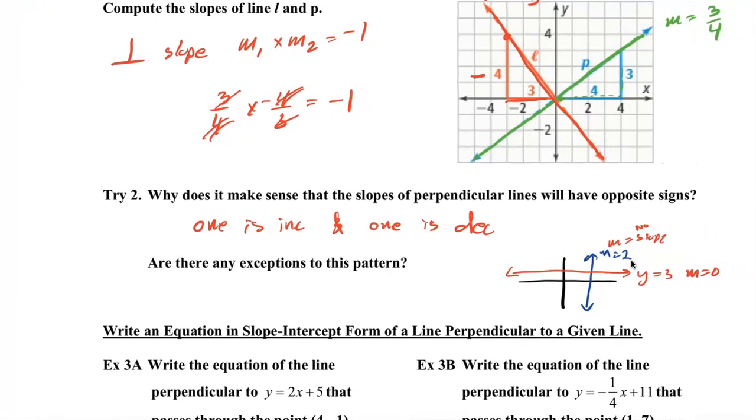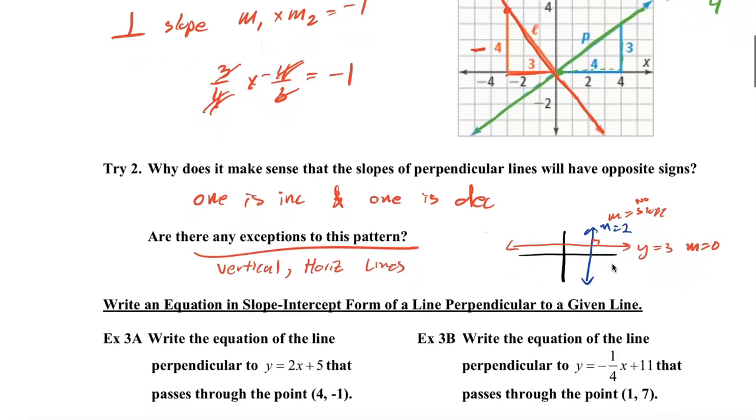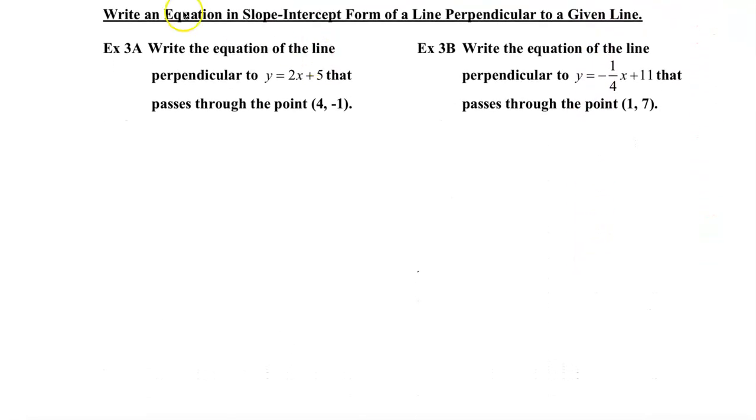Are there any exceptions to this pattern? Vertical and horizontal lines, right? So that's not going to hold true. They are perpendicular. They do cross at 90-degree angles, but they're not negative slopes. They're just not going to have, one doesn't even have a slope, so it's not going to work. Anyway, let's move on. Same type of problem we did before.